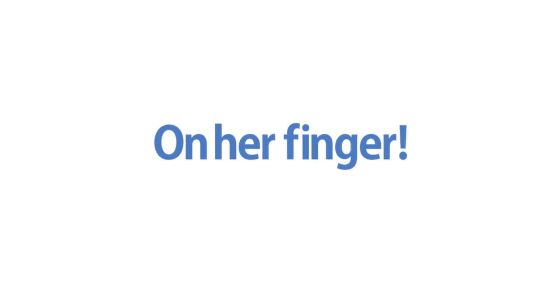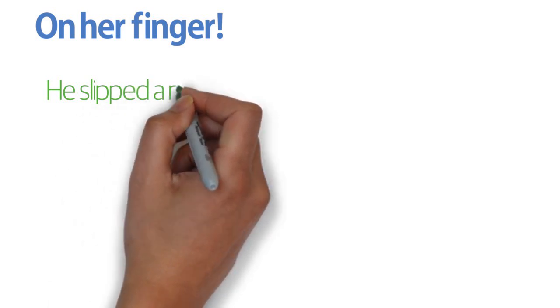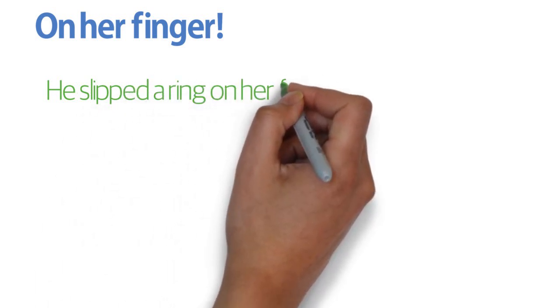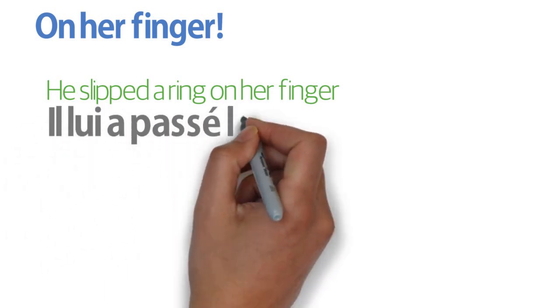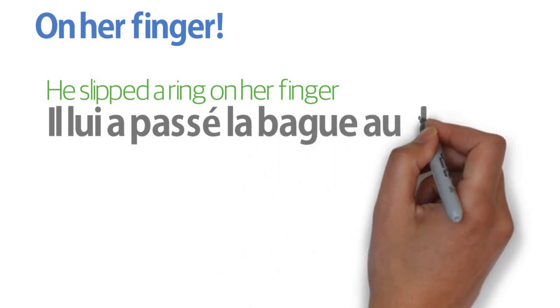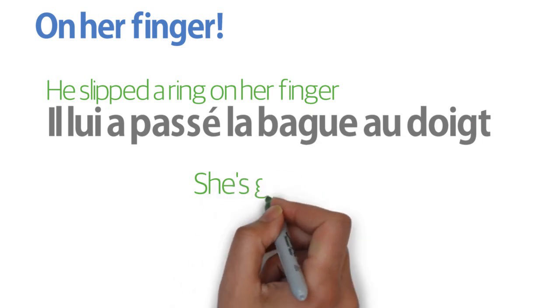Finger in French is "doigt", which is masculine, in this case singular. With an example: he slipped a ring on her finger. We've got it in French: Il lui a passé la bague au doigt. This time it is singular, but the same pronunciation.